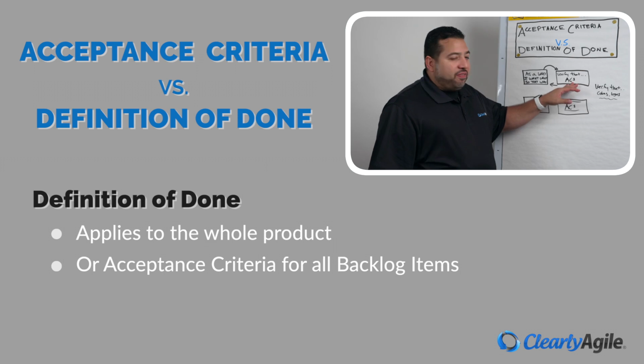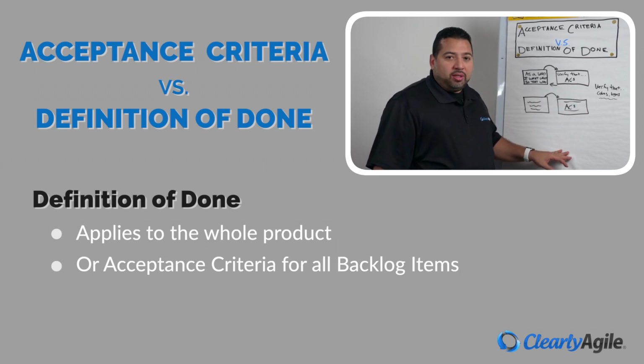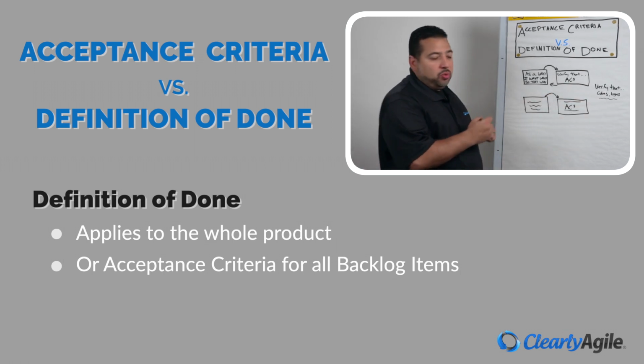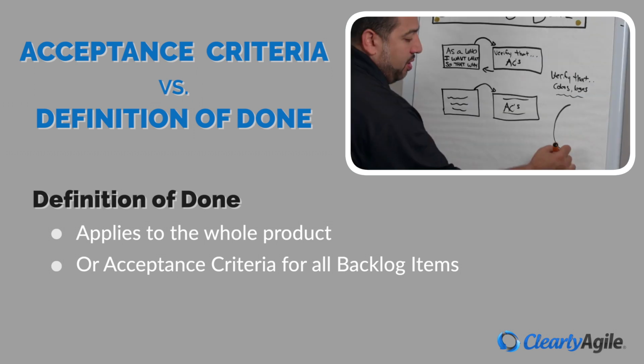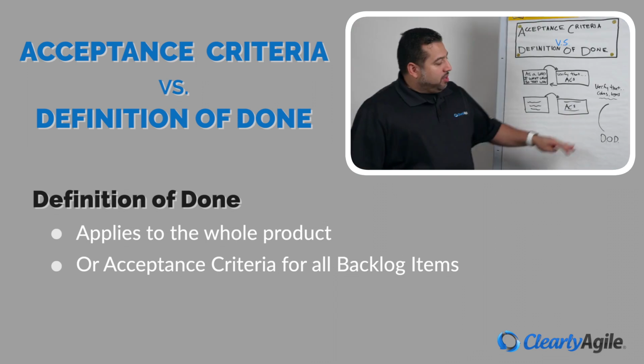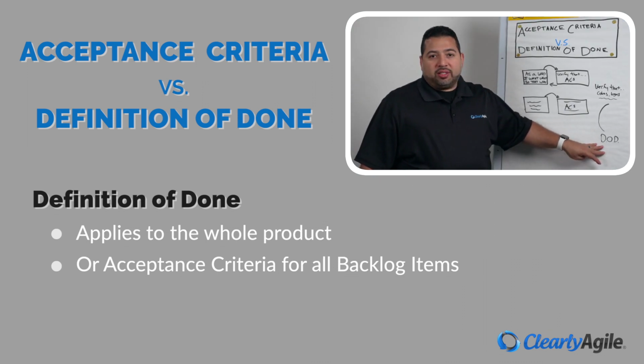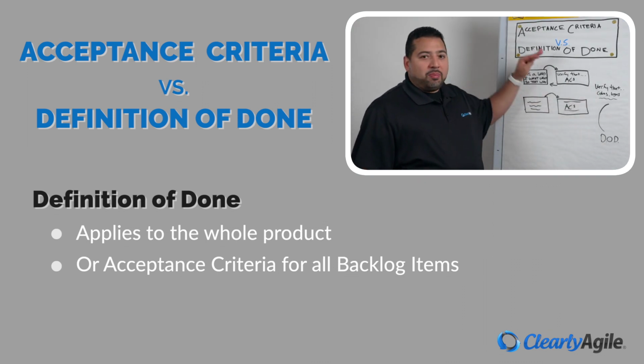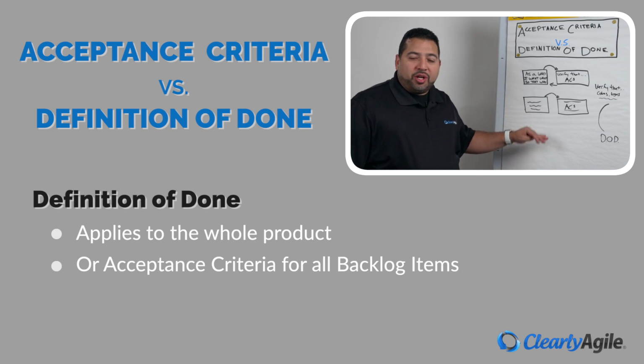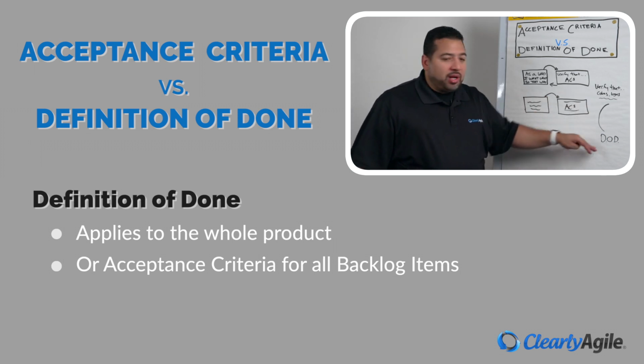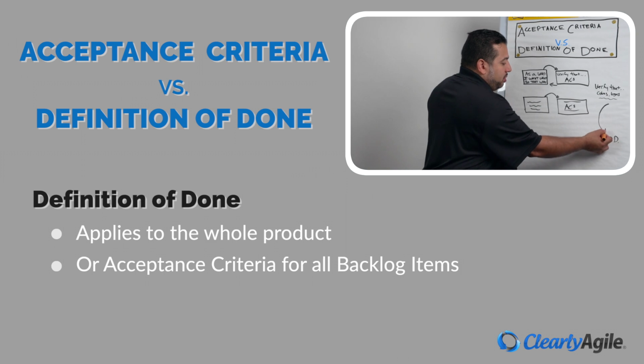Instead of adding it to every single user story, instead we might add that to our definition of done. So that's one way we can utilize the definition of done. Any acceptance criteria that applies to all your backlog items written in that format of user story, we would add to the definition of done.